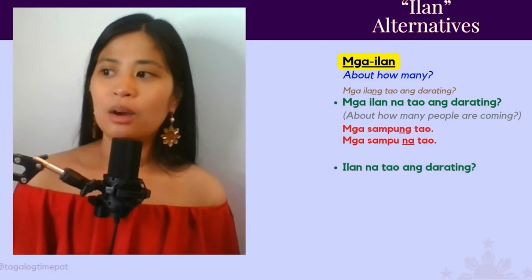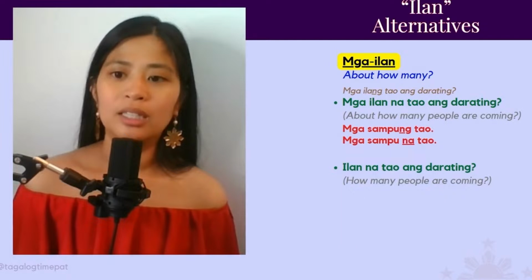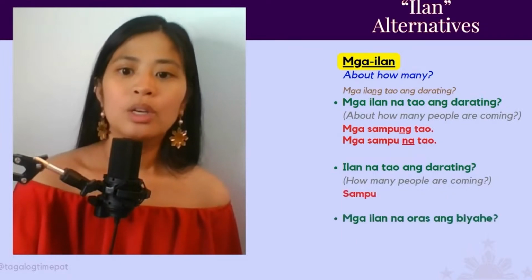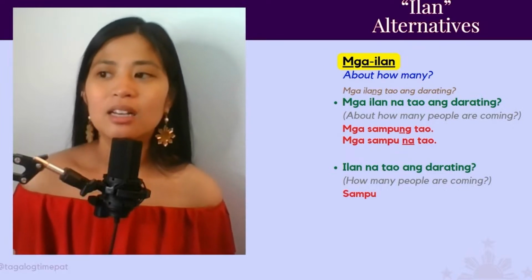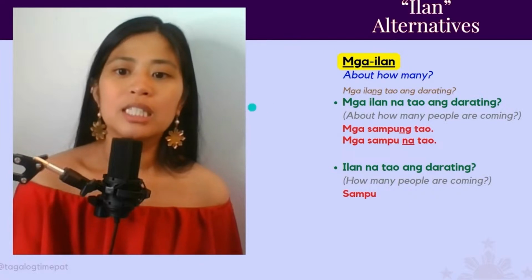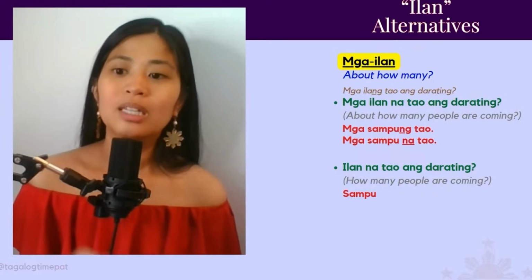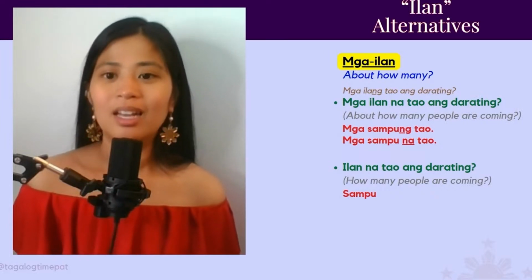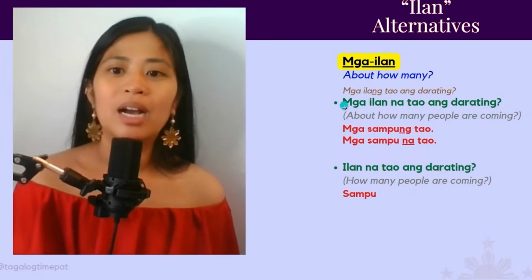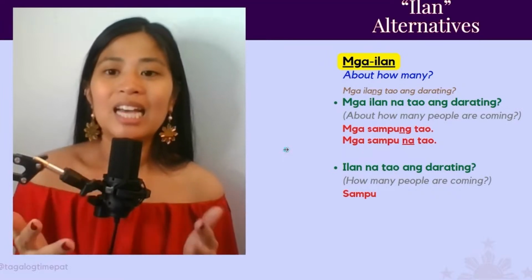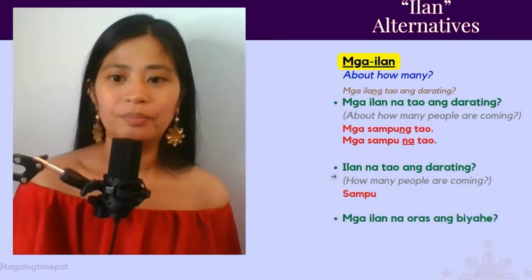Another example, ilan na tao ang darating? How many people are coming? 10. So that's just to show you the difference here. Mga ilan is about how many are coming versus ilan na tao ang darating. This is like definitive. 10 people are definitely coming. Versus mga 10, about 10. Okay, so when you add mga, it's asking about an estimation. When you don't have mga, it's asking for a definitive answer.